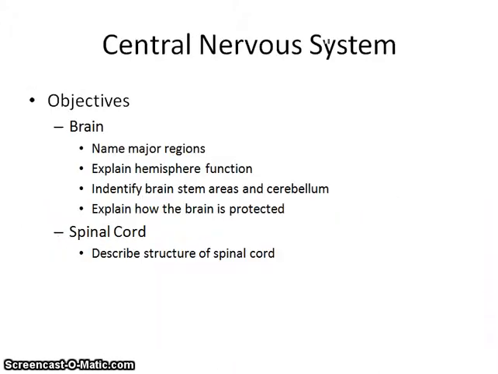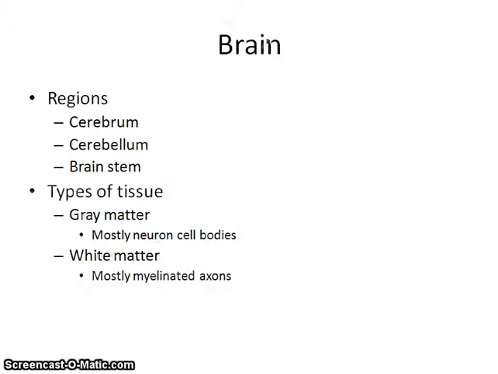Alright, so wrapping up the central nervous system. We know that it contains the brain and the spinal cord, and we want to find a little bit more about each of those. The brain is made of 3 regions, the cerebrum, cerebellum, and brainstem. And there's 2 types of tissue that make up those 3 regions, either gray or white.